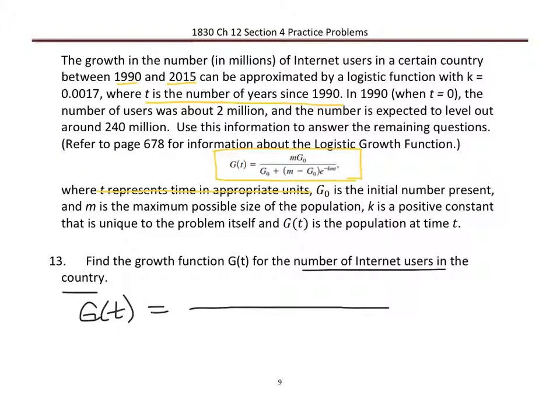And so when we read what everything stands for, G sub 0 is the initial number present. Okay, initially we're looking at the year 1990, which is when T equals 0. And at that time, the number of users was about 2 million. So that means G sub 0 equals 2 million.